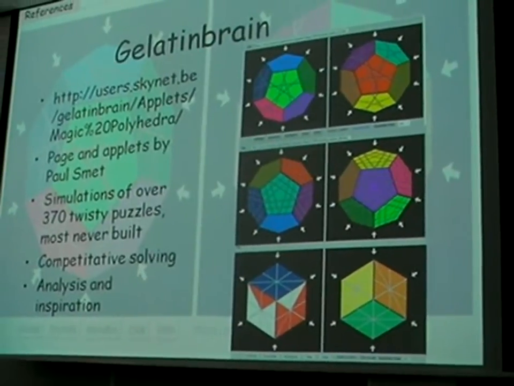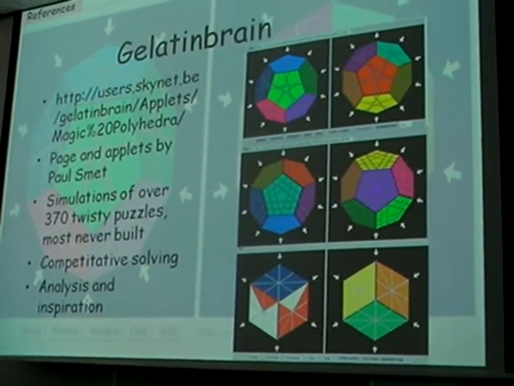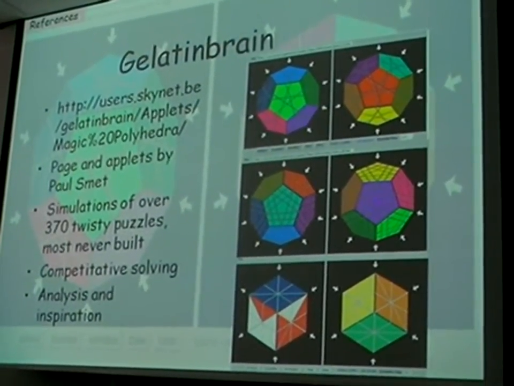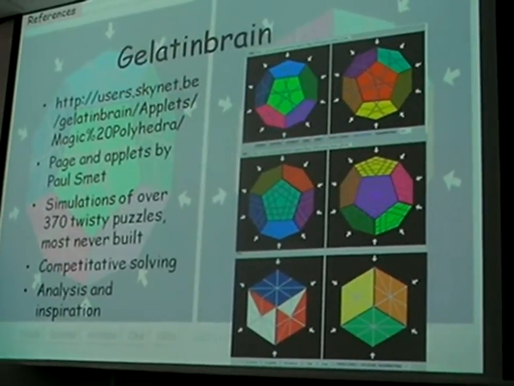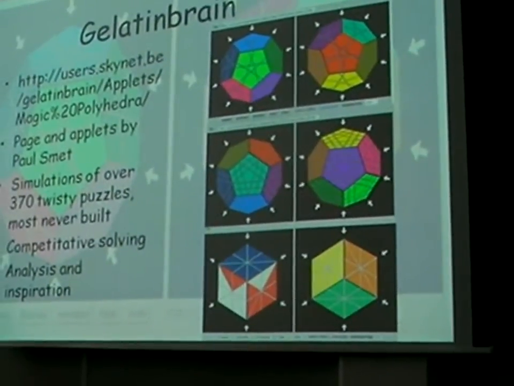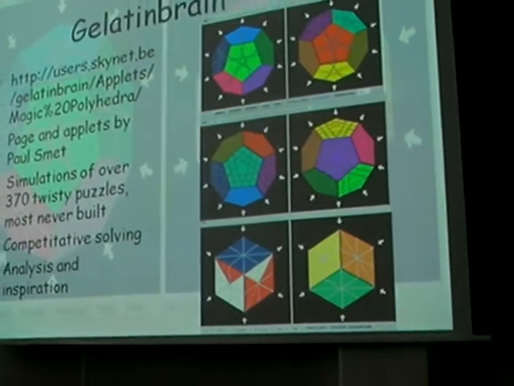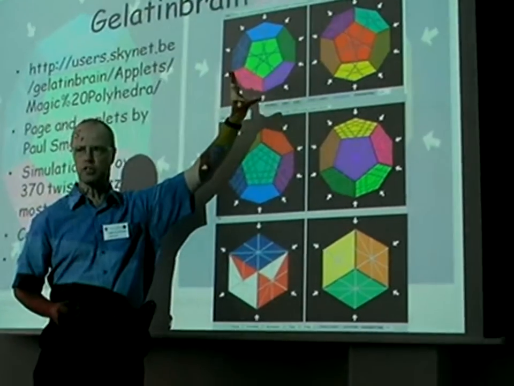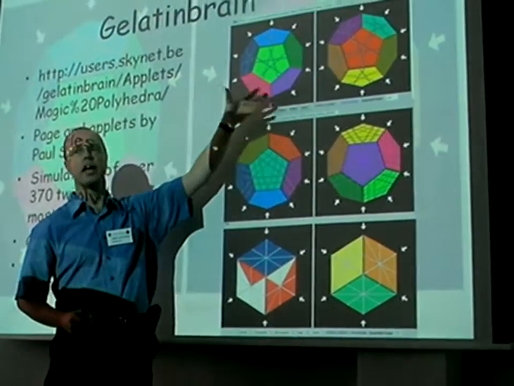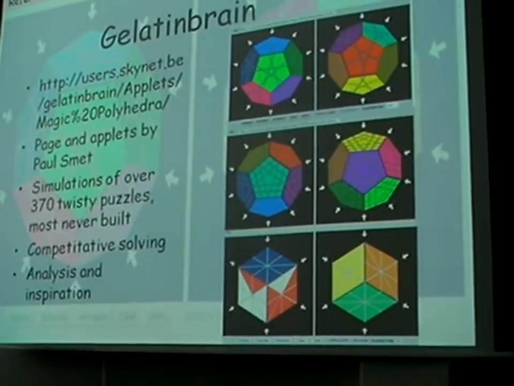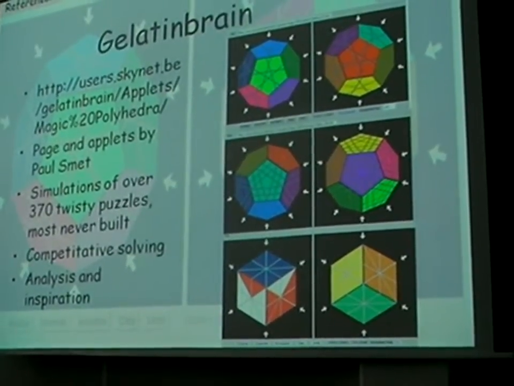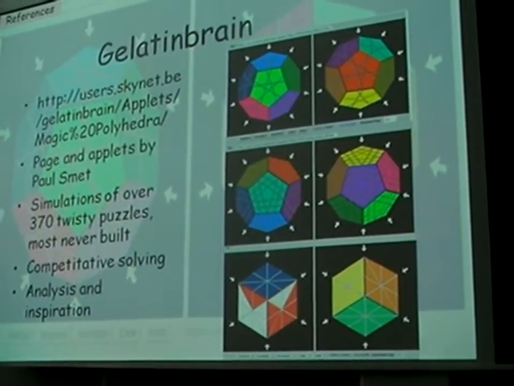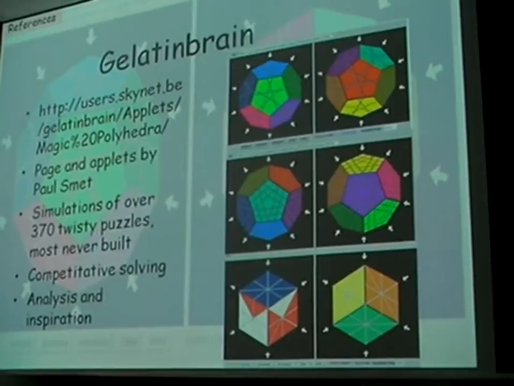Gelatin Brain by Paul Smits is also a highly recommended site. It has hundreds of Rubik's Cube types of puzzles that you can really play in 3D, of course, on your computer screen. So when you have one of these and you click on these arrows, or I forget, you drag, you can scramble and you can solve the puzzles. And some of the Twisty Puzzles fans really try to get better in solving puzzles that are on Gelatin Brain, and you can have high scores, etc.